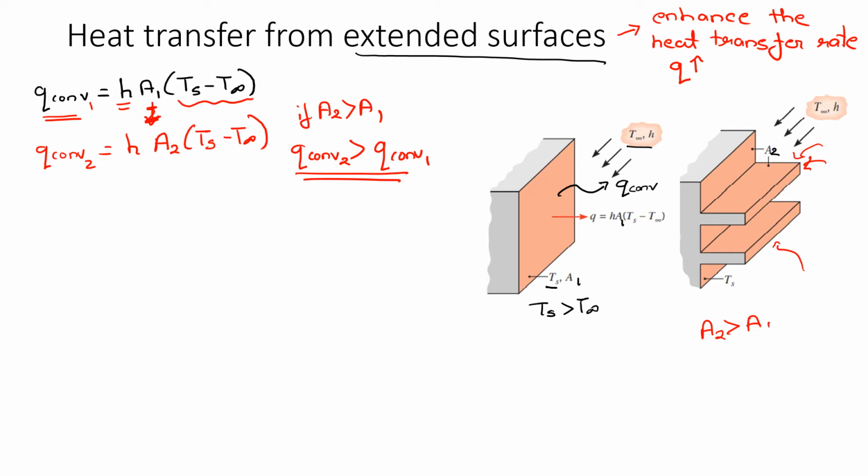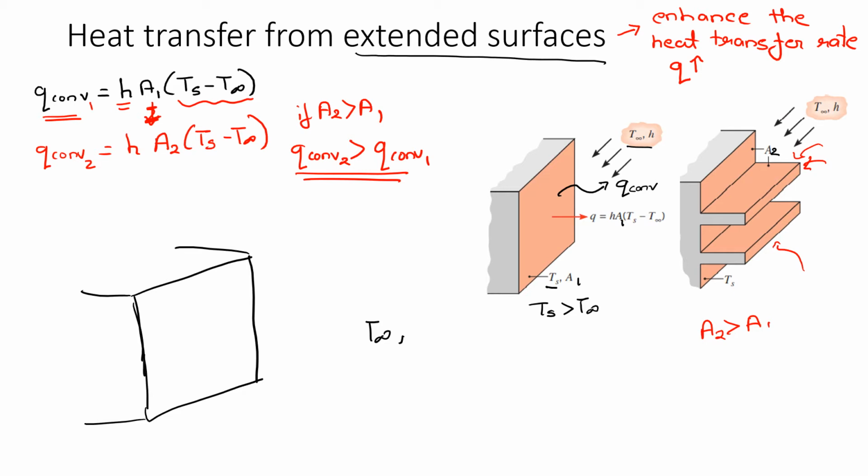So let's say we have a solid whose surface is exposed to a fluid at T infinity and has a heat transfer coefficient of h. Let's say the surface temperature is Ts, and let's assume that the fin that we have is of a cylindrical shape. So let's say this is the fin that we have.